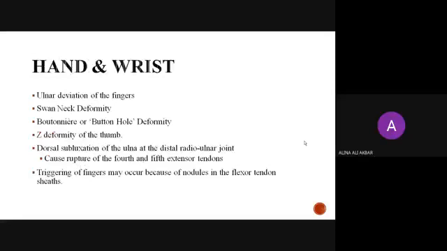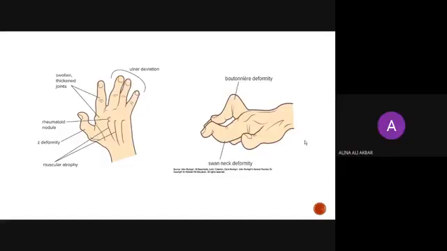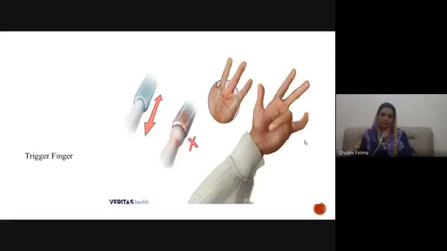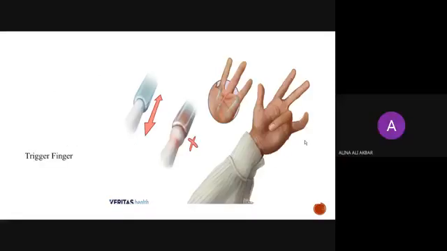In hand and wrist: ulnar deviation of the fingers, swan neck deformities, buttonhole deformity, Z deformity of the thumb, dorsal subluxation of the ulna at the distal radio-ulnar joint, which can cause rupture of the fourth and fifth extensor tendons. Triggering of fingers may occur because of nodules in the flexor tendon sheaths. These deformities are shown in these pictures. This is trigger finger.